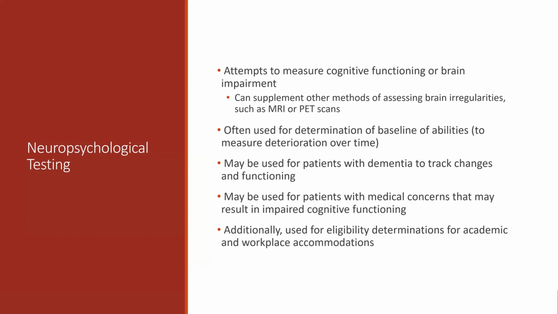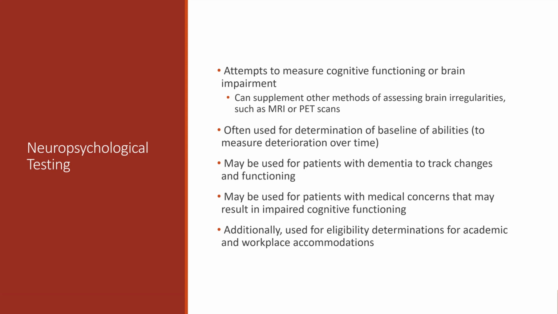And then lastly, the third area in this chapter is neuropsychological testing. And so neuropsych testing is used to measure cognitive functioning or brain impairment. And so this can supplement other methods of assessing brain irregularities, such as an MRI or a PET scan. But it's often used for determining baseline abilities so that changes over time can be measured. So it might be used for patients who have dementia to track changes in their functioning. So how is their dementia affecting their ability to do certain tasks?